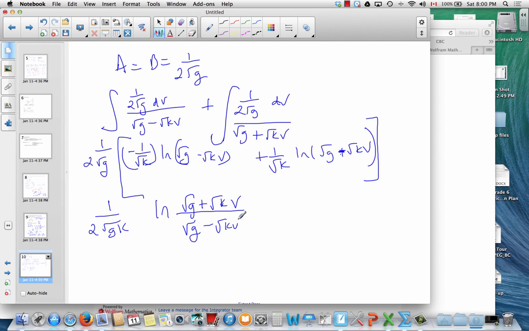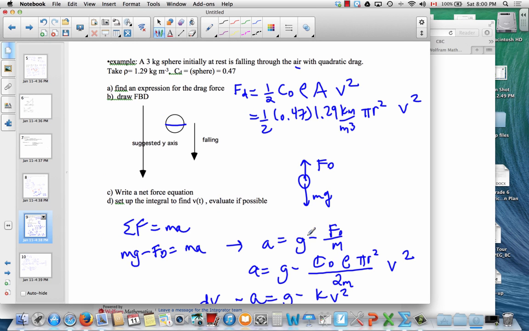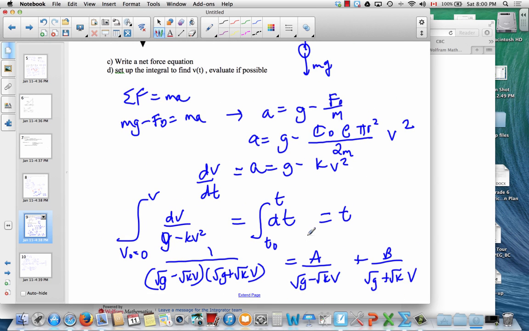And now all of that, of course, equals the stuff on the other side, the very nice integral that was just t here.